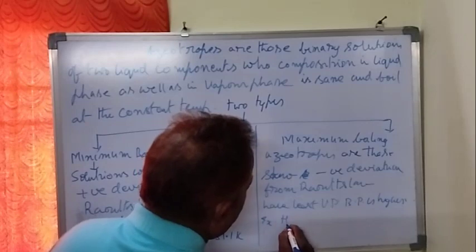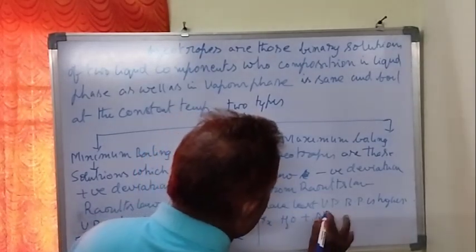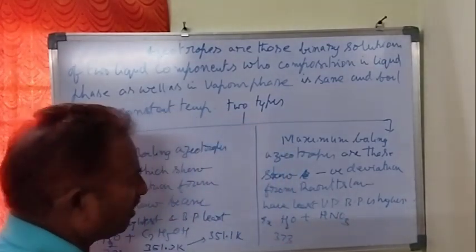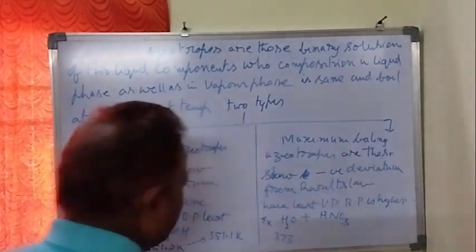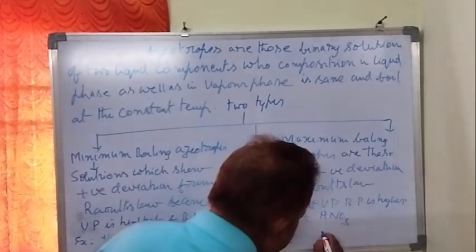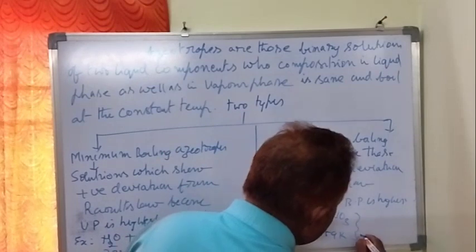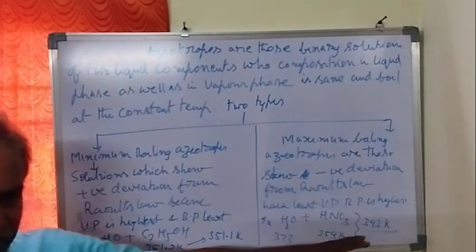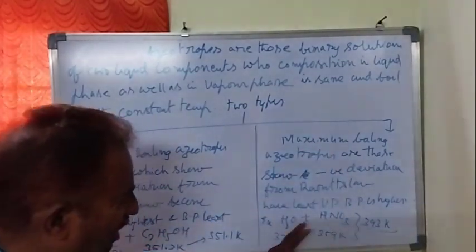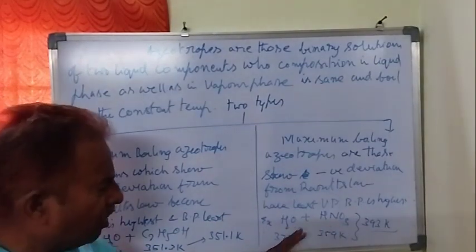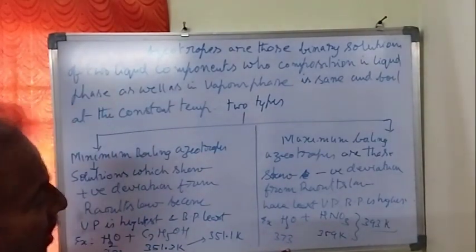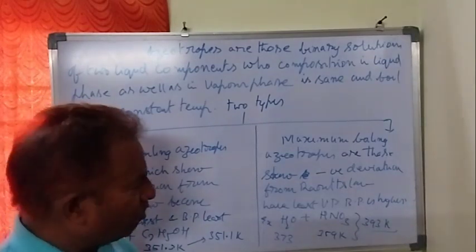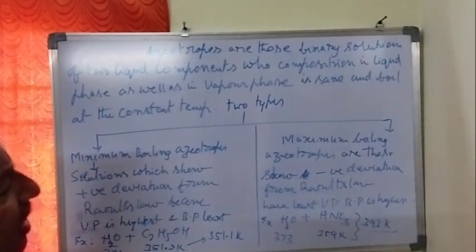Example, water plus nitric acid, HNO3. Water's boiling point is 373 K and the boiling point of nitric acid is 359 K. Therefore, the mixture boils at 393 Kelvin. That is, the boiling point of the mixture is greater than the greatest boiling point. Out of these two components, water has the greatest boiling point. The boiling point of the mixture is greater than that. So this is a maximum boiling azeotrope.